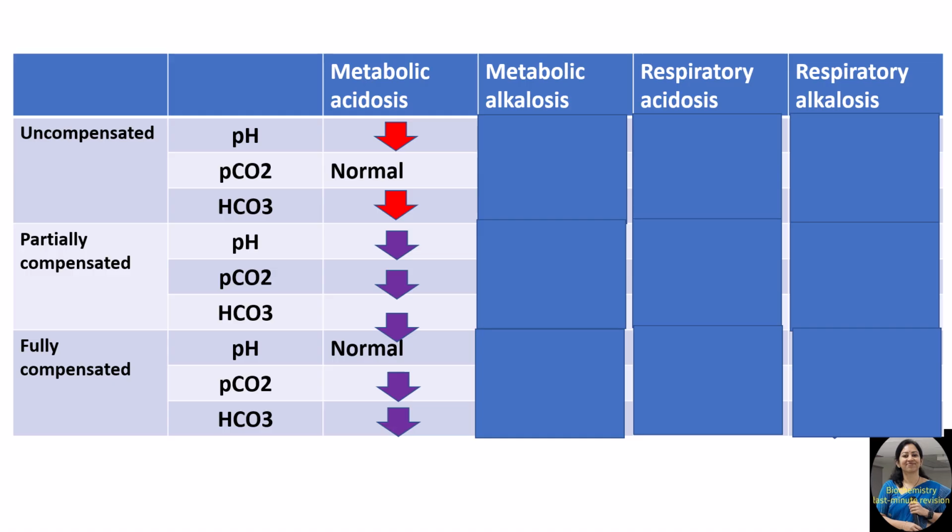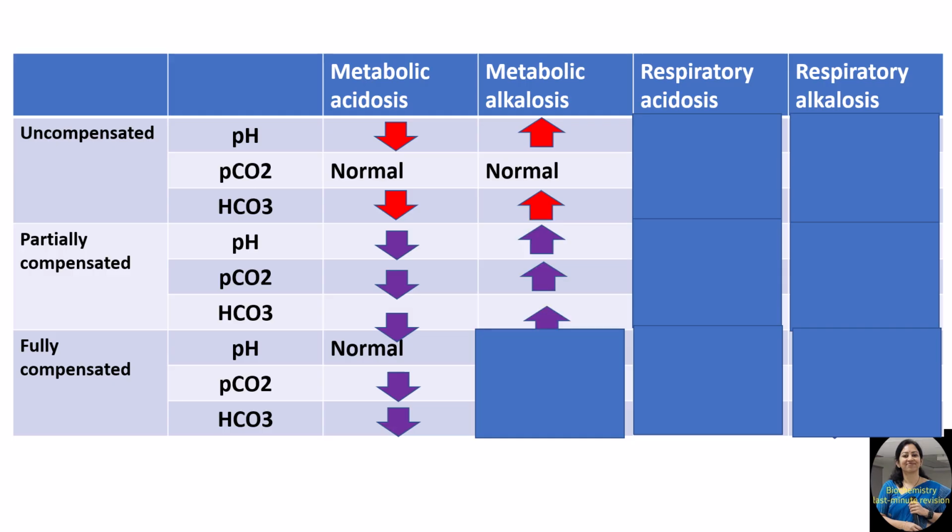Let's consider now metabolic alkalosis. In alkalosis, pH is increased and bicarbonate is increased, so it is metabolic alkalosis. As partial pressure of carbon dioxide is normal, it is uncompensated metabolic alkalosis. When the partial pressure of carbon dioxide also increases, this increase is because of hypoventilation. With decreased ventilation, carbon dioxide accumulates in the lung, and this is said to be partially compensated. When the pH gets back to normal, then it is said to be fully compensated metabolic alkalosis.